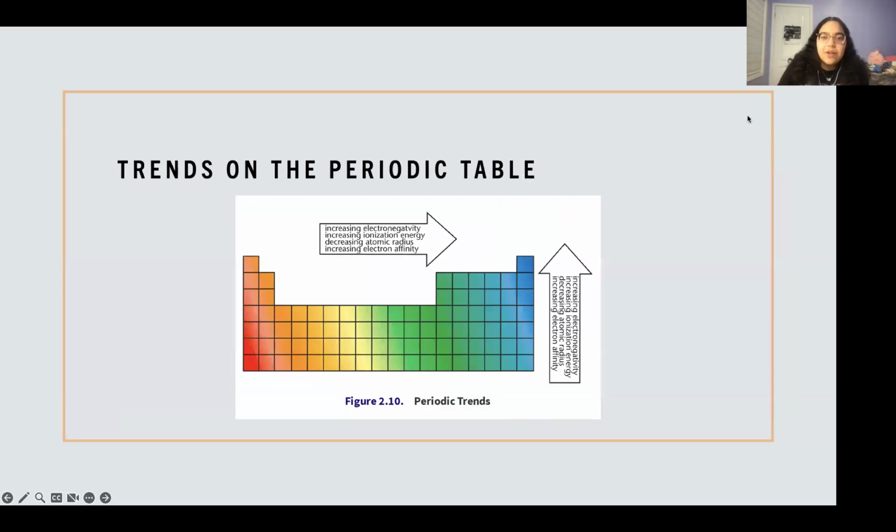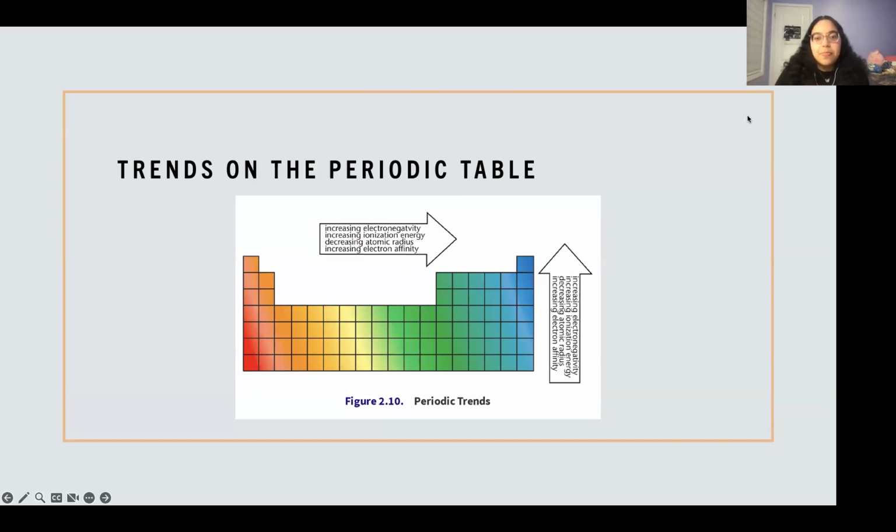Trends on the periodic table can all be related back to effective nuclear charge, but it's good to know all these trends and how they change as you go across, as well as up and down. So as you're going to the top right, to the right and up, you have increasing electronegativity, increasing ionization energy, decreasing atomic radius, and increasing electron affinity. I won't get into the why, but it's important to understand why that is. As you go down, you're getting more shells. As you go across, you're getting more protons in the same amount of shells. That explains most of it.